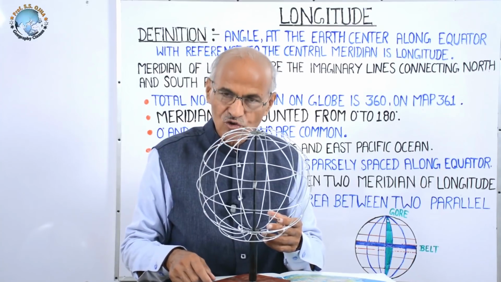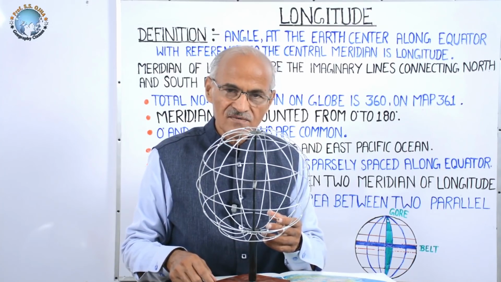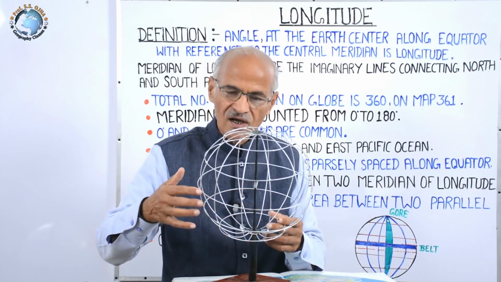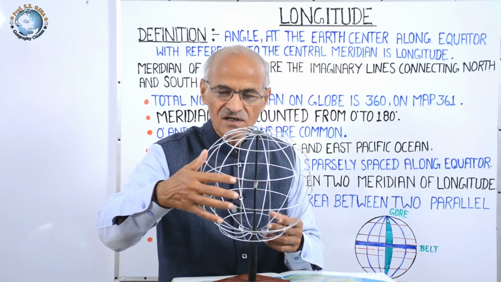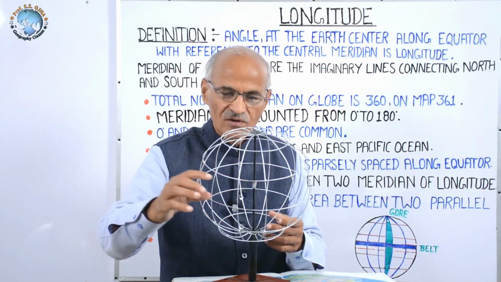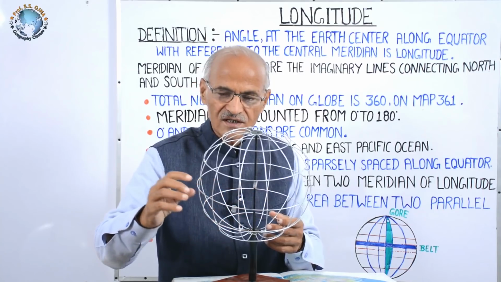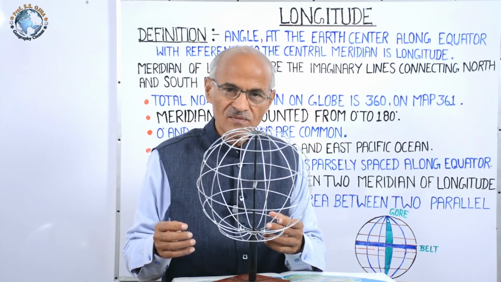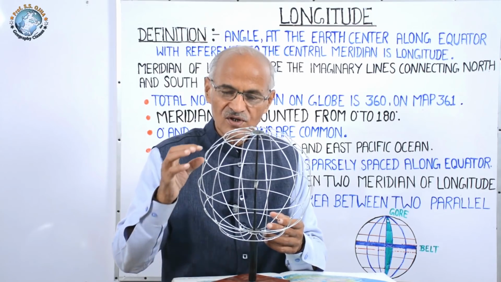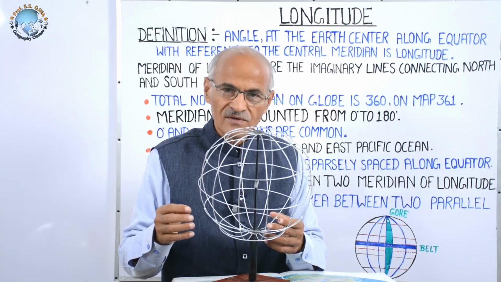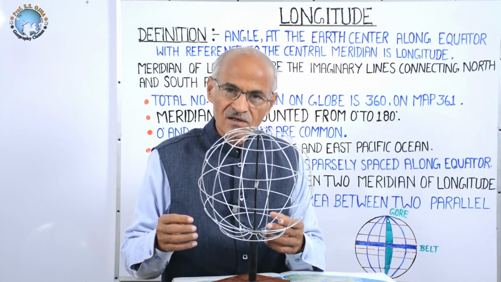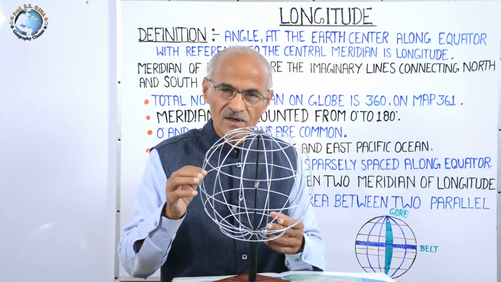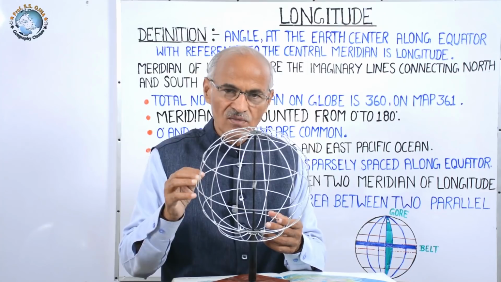Contrary to it, what is a zone or belt? This we have discussed. Suppose this is the equator and this is 23.5 degree north latitude. The area between the two is called a zone or belt. A simple definition of a zone or belt is the area between two parallels of latitude. Area between two meridians of longitude is a Gore. Area between two parallels of latitude is a zone or belt.